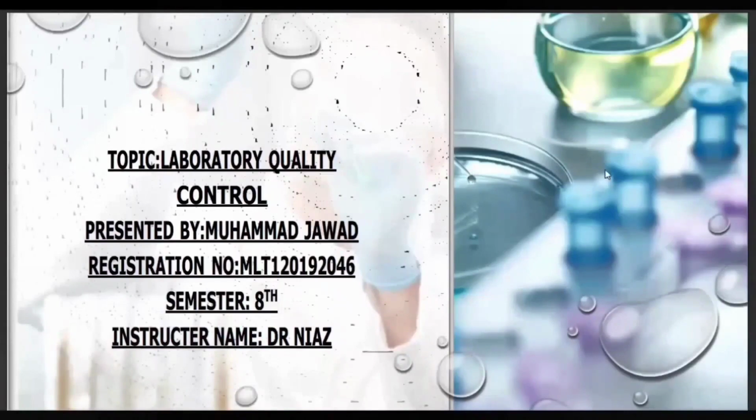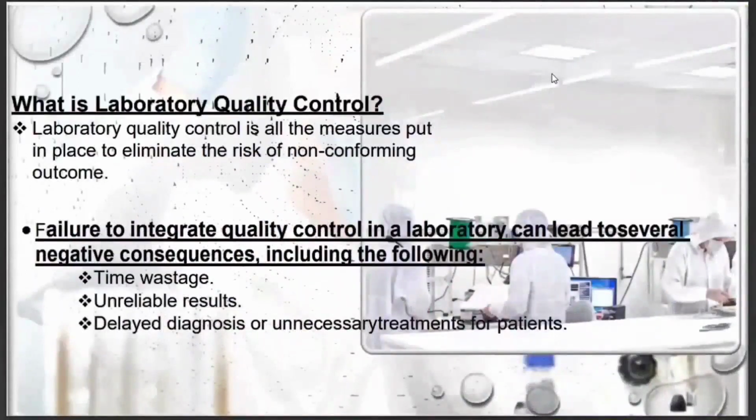So coming toward my presentation topic, what is laboratory quality control? Laboratory quality control is all the measures put in place to eliminate the risk of non-conforming outcomes. It involves systems that safeguard the accuracy, reliability, and timeliness of lab results by ensuring the early detection of results or measurement errors, and procedures to rectify them. It should be performed regularly and quality control materials should be treated the same as samples from the beginning to the end of the run.